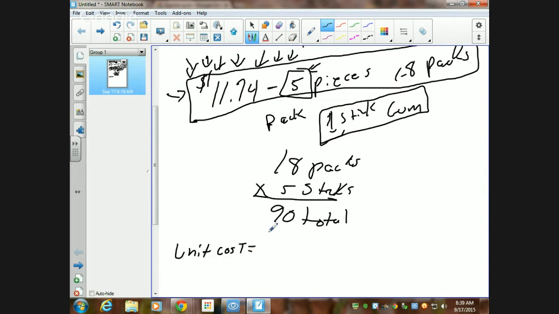here's our formula. What's our formula, Chris? For unit cost, how do we find out how much 1 stick costs? $11.74. Yes, you put cost over total units. So in this case, how much did it cost us? $11.74 over 90, and when you do that, 1 stick would equal.